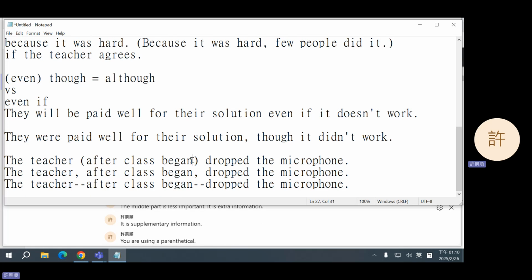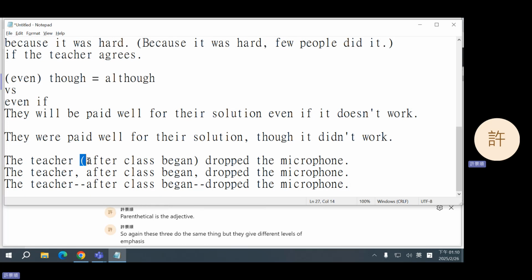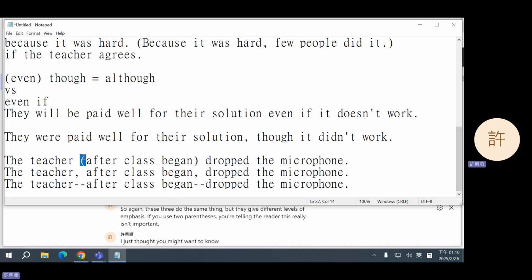You are using a parenthetical, right? Parentheses, parenthetical is the adjective. So again, these three do the same thing, but they give different levels of emphasis. If you use two parentheses, you're telling the reader, this really isn't important. I just thought you might want to know. If you use a comma, it's just a regular, it's not that important.